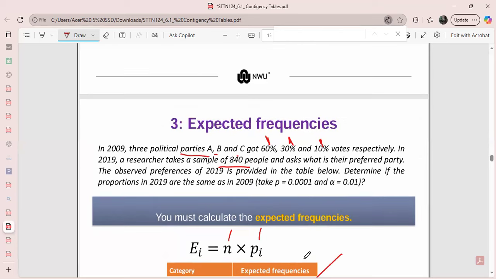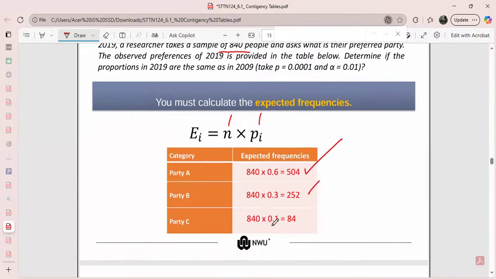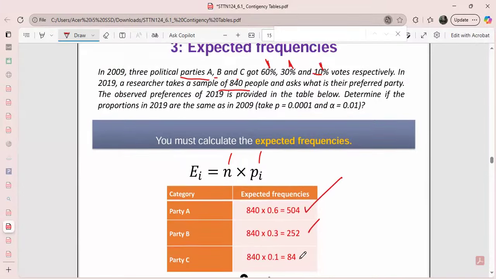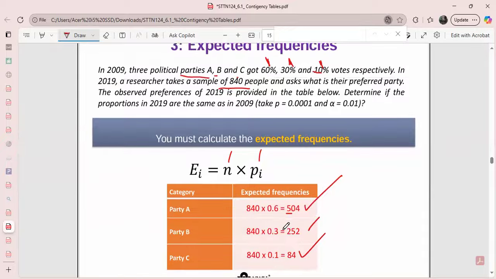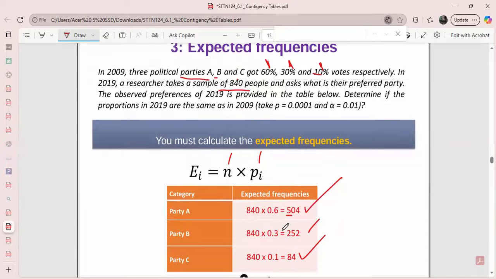For the expected frequency of party C, which is 10% here, I need n, and I also need the percentage of party C. So n is 840 multiplied by 10%, and 10% is 0.1. So it's 840 multiplied by 0.1. You will get 84. These here are the expected frequencies. They can ask you to calculate the expected frequency of party B. You remember, you need n, you need the percentage. That's how you calculate the expected frequency.